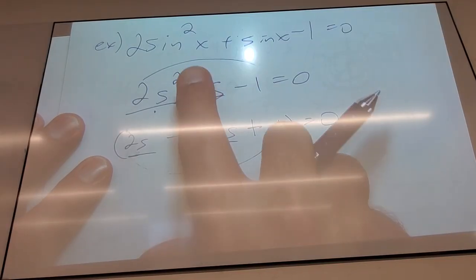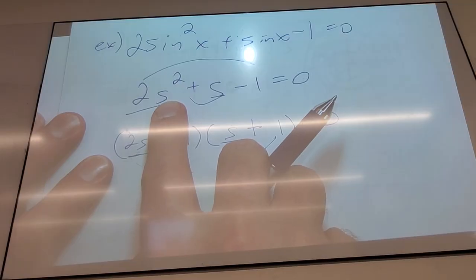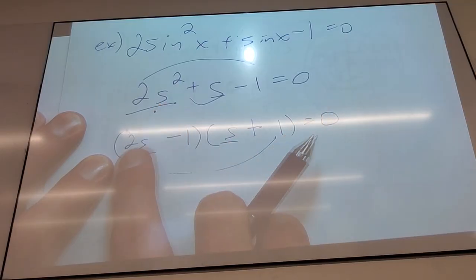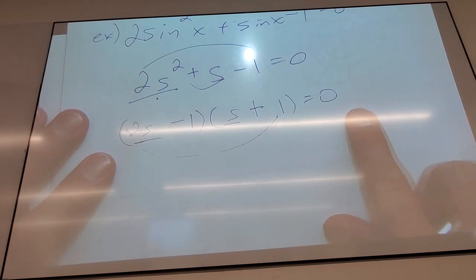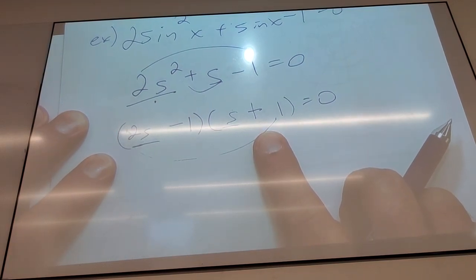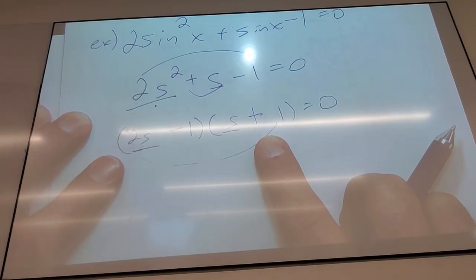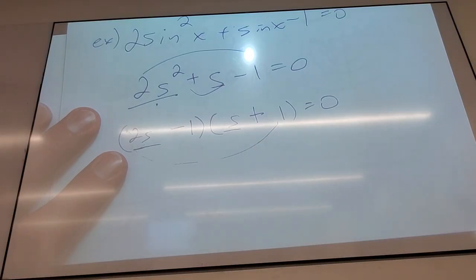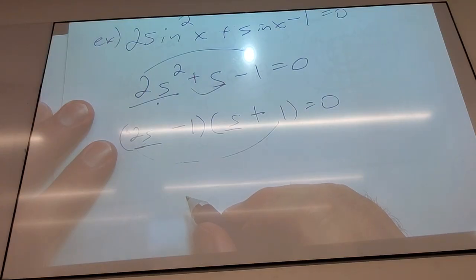So I replaced a more complicated thing with a single variable for a moment to make it easier to look at. Yes? If I solve for S, what is S? What did I replace with S? S could be negative. Sine? What is S? Sine X? Sine X, good.